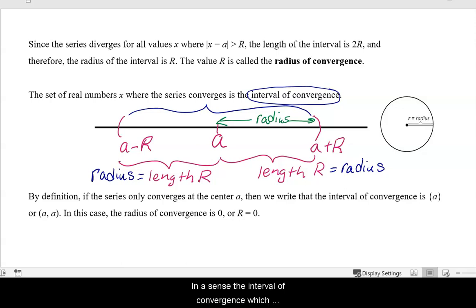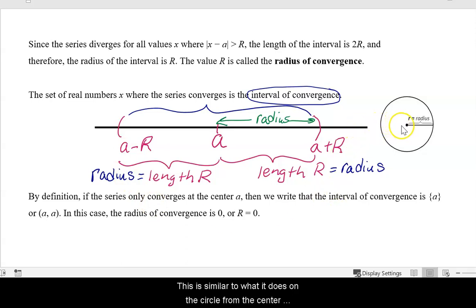In a sense, the interval of convergence, which represents the whole thing, is sort of like the diameter of the circle from one far side to the other far side. Notice that a, the center of the power series, is in the dead center of the interval of convergence, just like the center of the circle is in the center of the diameter. The radius of convergence, on the other hand, extends from a to one side of the interval of convergence, or from a to the other side of the interval of convergence.